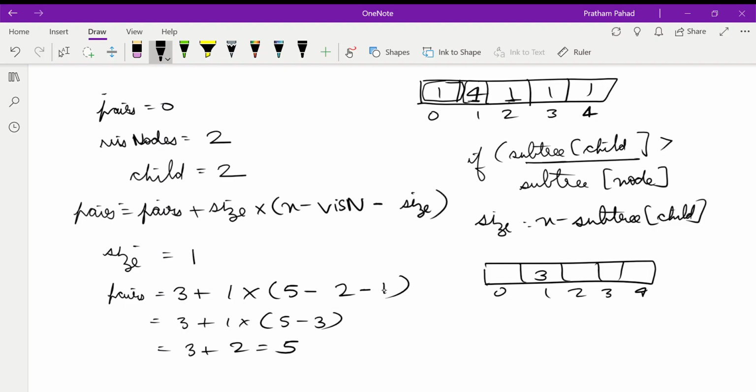So disconnected of node plus equals to pairs. So now we'll add 5, total 2 in this, so it will be 5 now. Got this? Now our child is 3.